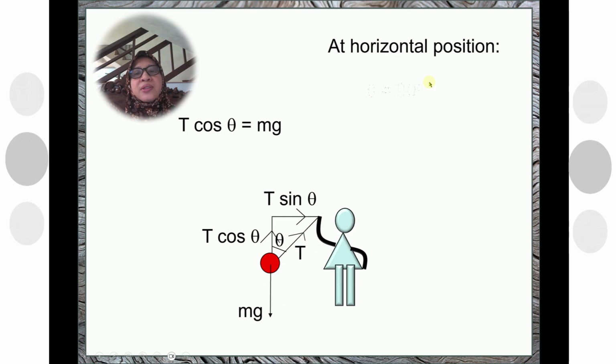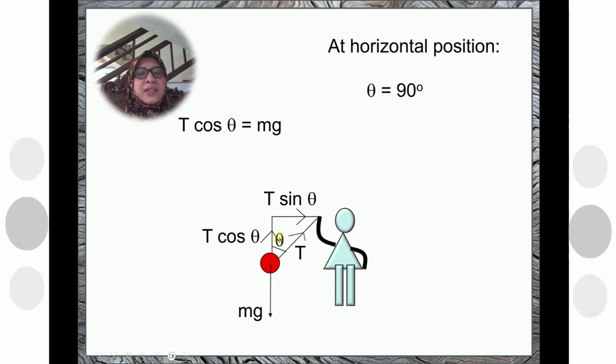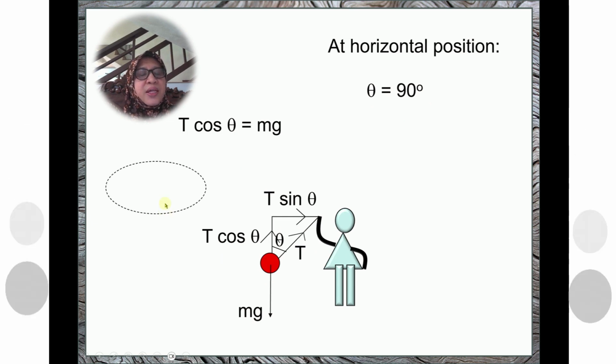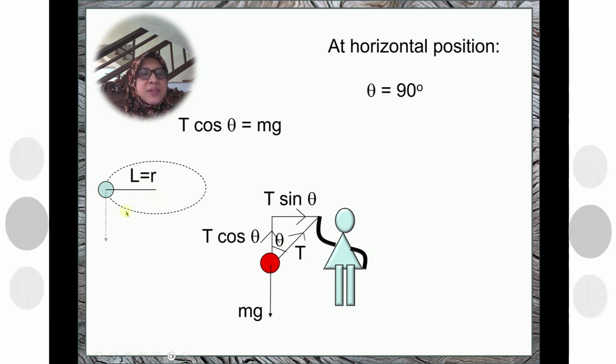Okay, so at horizontal circular motion, the angle theta is 90 degrees. Can imagine like in this diagram, this is horizontal, this is not horizontal at angle theta. So L equals R at this position, and the mg is 90 degrees to the tension in the string.